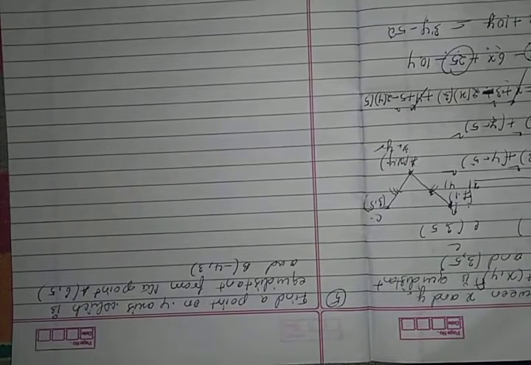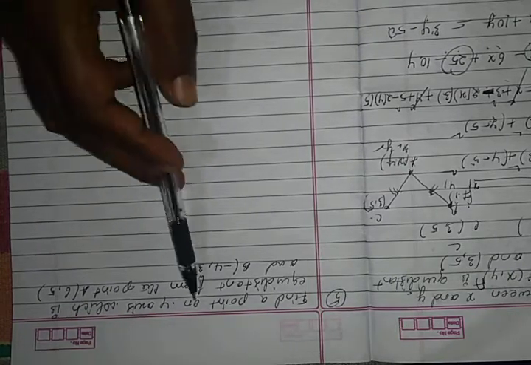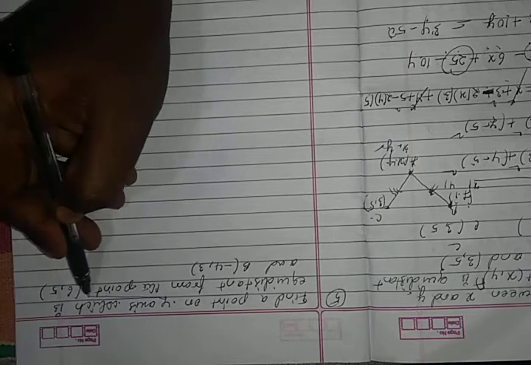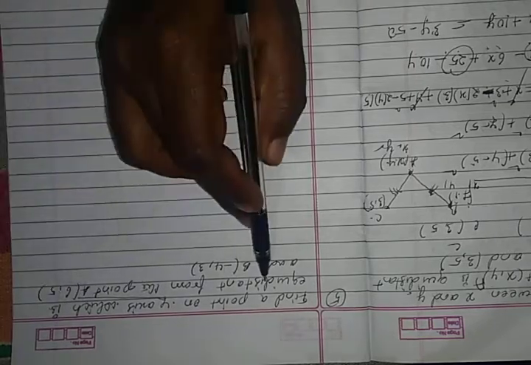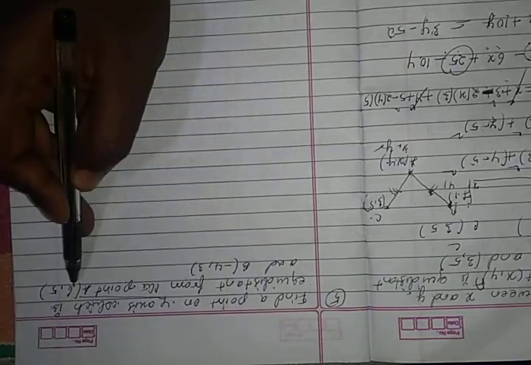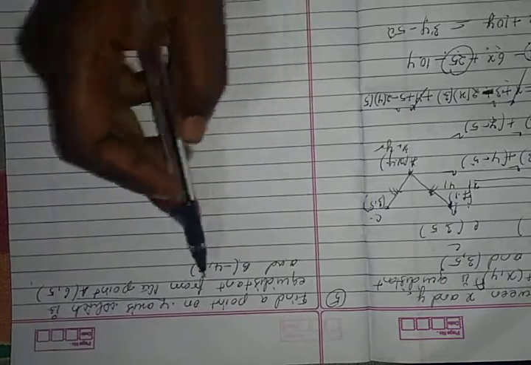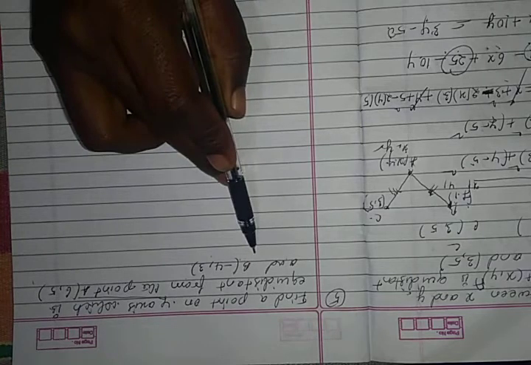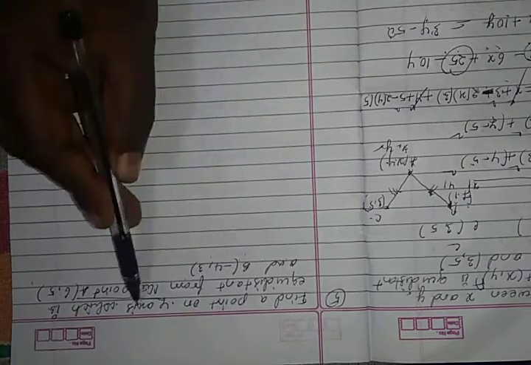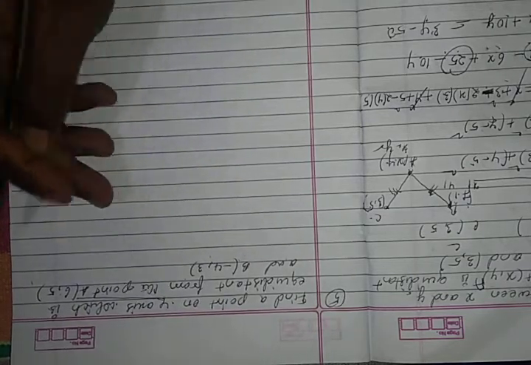Let us see the next question. That is the 5th question. Find the point on y-axis which is equidistant from the points A (6, 5) and B (minus 4, 3). So there are 2 points A and B. These points are equidistant from the point on y-axis. So what is the point on y-axis?